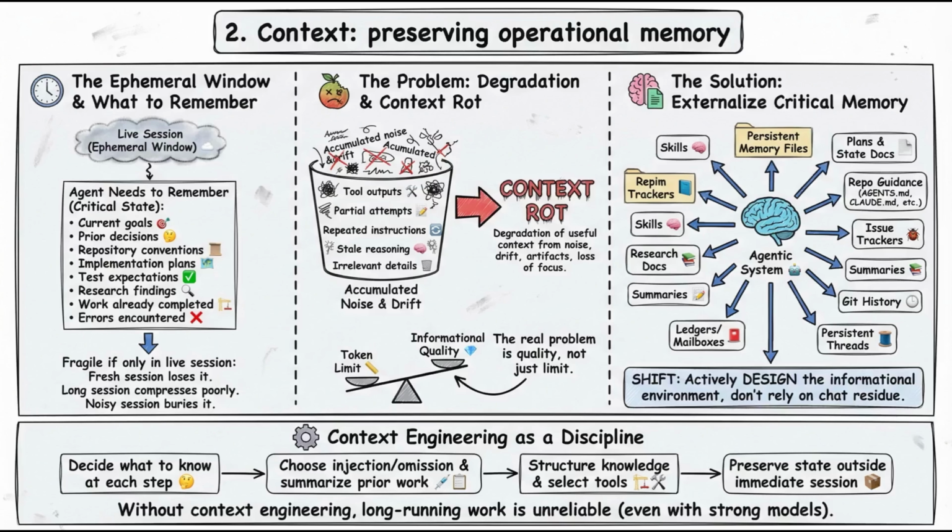The important shift in thinking is this: good systems do not treat context as whatever happens to still be sitting inside the chat history. Instead, they actively design the informational environment. This brings us to a vital discipline known as context engineering.